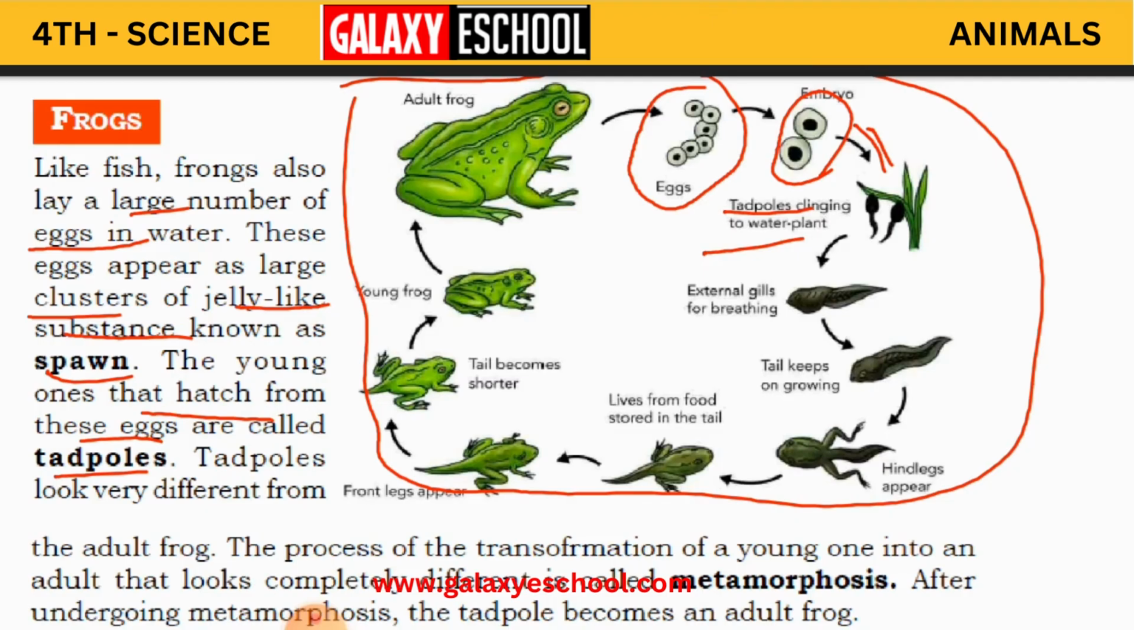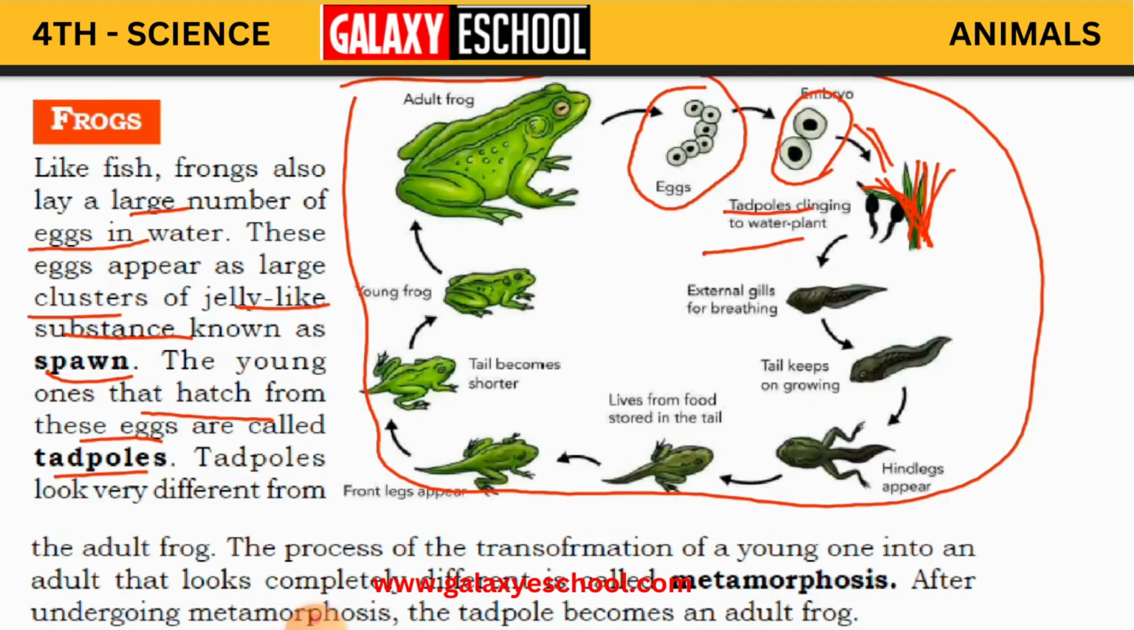So have you seen here? They are clinging. They are very close to this plant, in the sense they are sticking to that water plant. If you see, even in water we have plants. We have fixed plants, floating plants, and submerged plants. Here these tadpoles, the young ones of the frog, are sticking to those plants. And now tadpoles look very different from the adult frog.